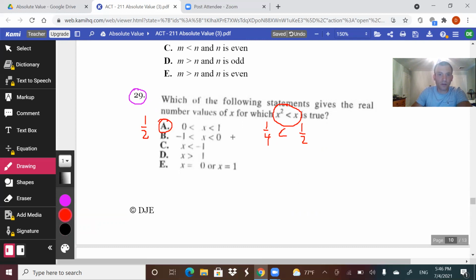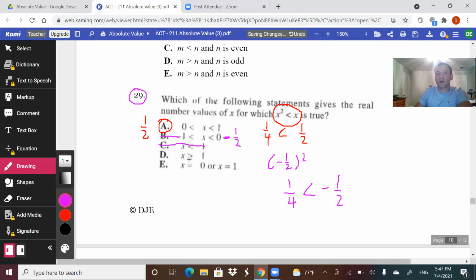If we do the negative version, so if we tried -1/2, what would happen is -1/2 squared is going to get us 1/4, and 1/4 is not less than -1/2. So we know that if it's a negative number and we square it, then the square is going to be greater than if it remains negative. So really, x can't be a negative number for this to work.